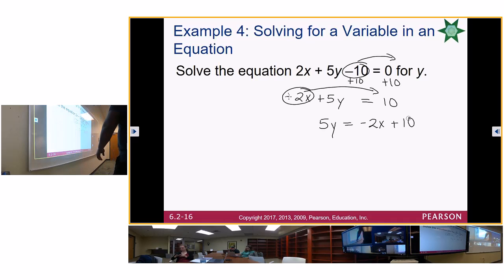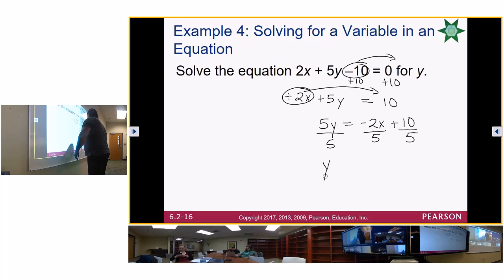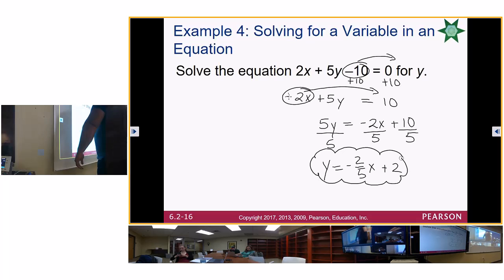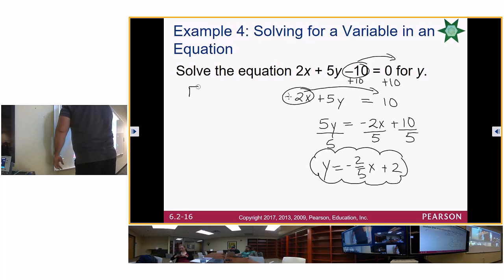And now what do you do to get rid of multiplying by 5? Divide by 5. And y is equal to negative 2/5 x plus 2. Anybody know where this comes from? Oh, okay. This is finding the equation of a line.